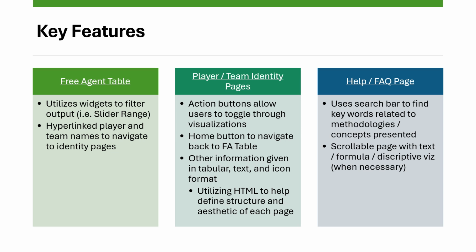On those player/team identity pages, there will be action buttons, which will allow the users to toggle through the visualizations, which again, my users told me they prefer over the ability to scroll down the page. They'd rather just have relevant visualizations, and then they could click through to the next one if they wanted to. As well, there will be a home button to navigate back to the free agent table, and other information will be given in tabular, text, and icon format, so I'll probably have to utilize HTML to help define the structure and aesthetic of each page.